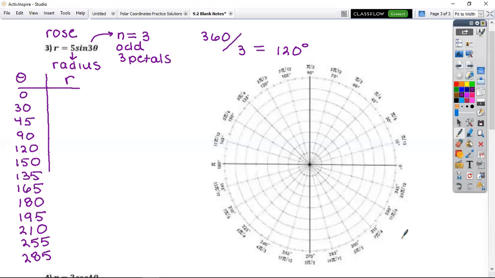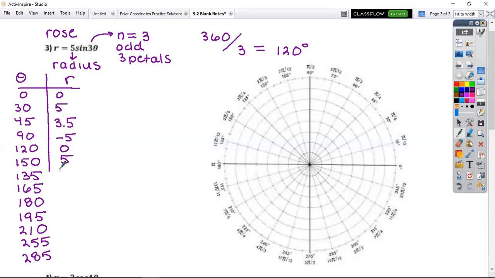Okay, so I have 0, 0. I have 30 and radius of 5. So 45 is at 3.5, so if you want that one. 90, I'm at -5, so again, opposite direction is what that means. At 120, I'm at 0. At 150, I'm at 5.